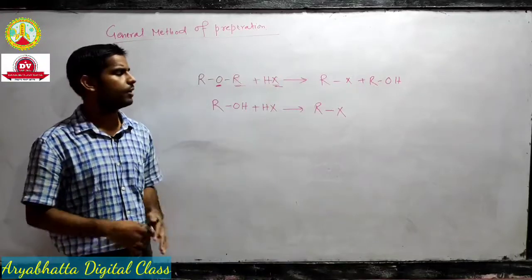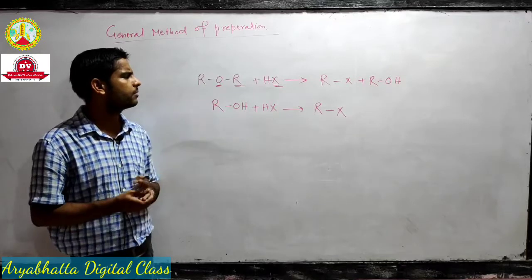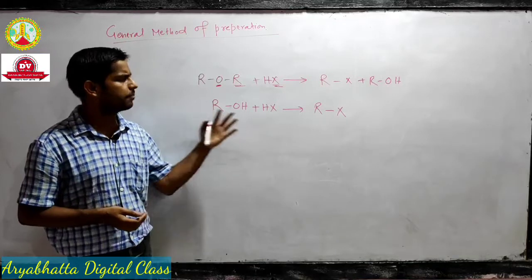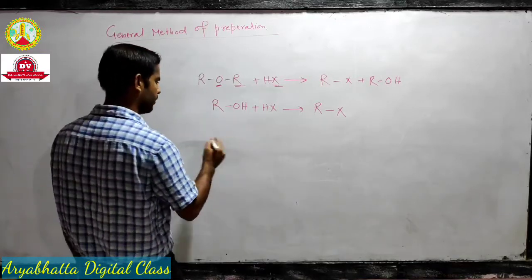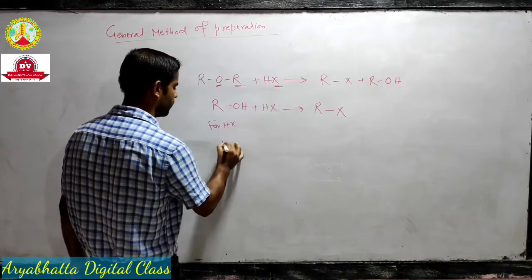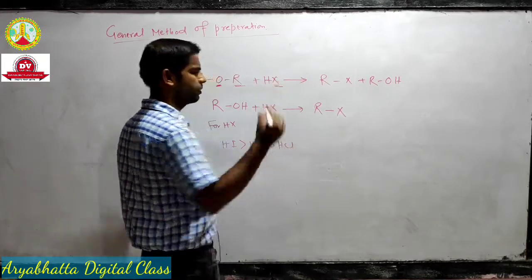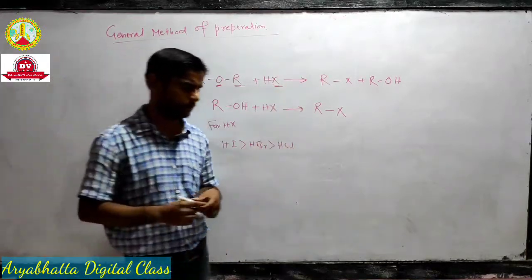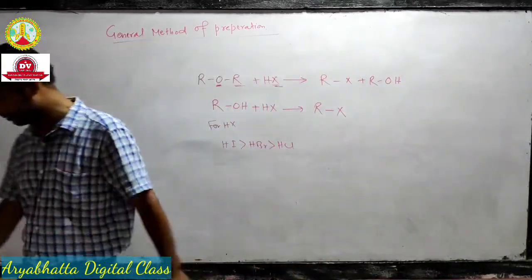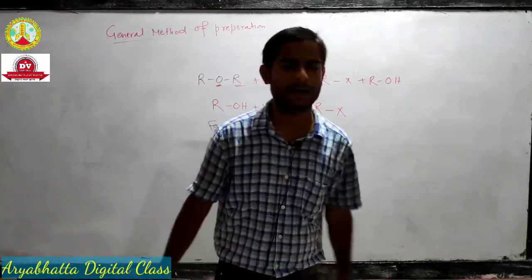In this way you can take some examples, like methoxymethane or ethoxyethane, and practice this reaction. You just have to keep in mind the order for HX with which it can take place: it is faster with hydroiodic acid, slower with hydrobromic acid, and slowest with hydrochloric acid.